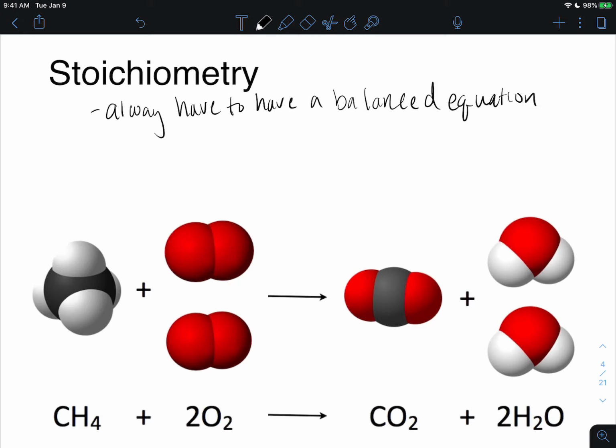And within stoichiometry, we use that balanced equation to convert from one substance to another. So using our balanced equation, we can say, okay, in this particular case, for every 1 mole of methane, we need 2 moles of oxygen gas. And when those come together, we produce 2 moles of water and 1 mole of carbon dioxide. So we can use that balanced equation to tell us exactly how many of each of our substances we need if we have one of the other substances, or how much we're going to produce if we have one of the other substances.